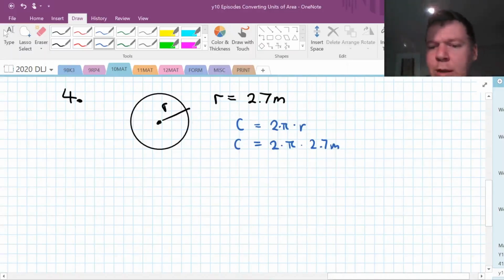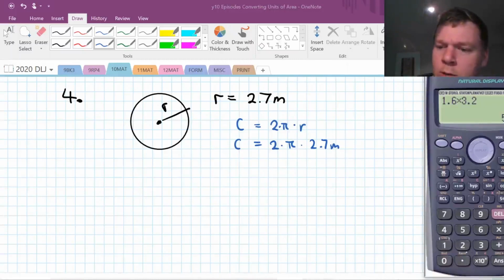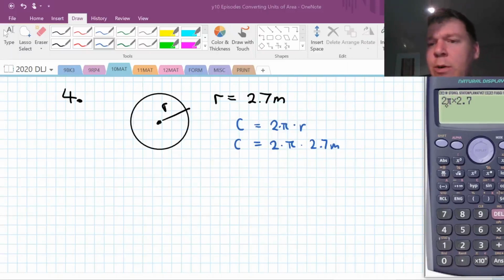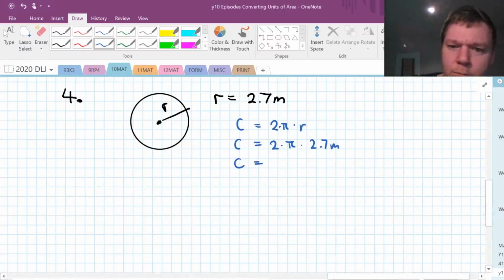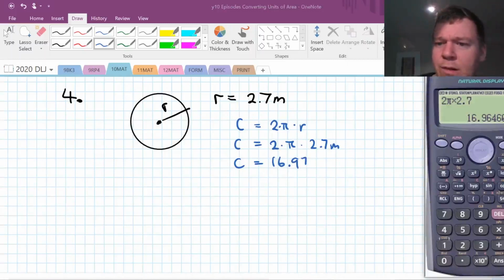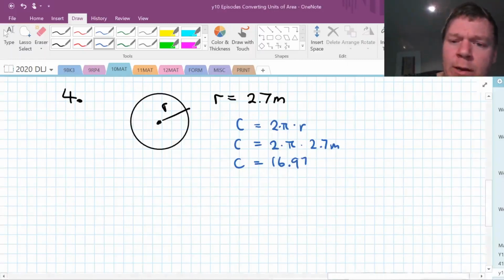Okay, so let's put that into our calculator. 2 times pi times 2.7. Notice how I actually didn't put a times symbol between the 2 and the pi, but that will still work out, I believe. 16.97, I think it was. 96. No rounding up.